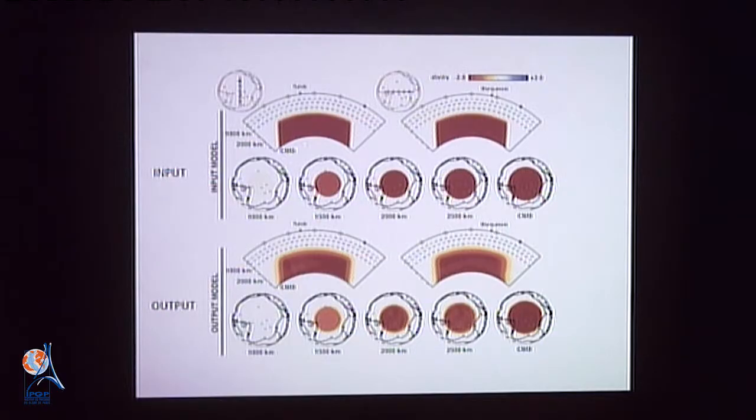as shown by some synthetic tests that we did, where we assumed that the large low shear velocity province may extend as a continuous block from the core-mantle boundary to close to 1,200 kilometers, I think, in this case. So these are cross-section views. These are views at different depths of the input model, and then we pass it through the last iteration of our inversion, and it's like a checkerboard test, if you want.